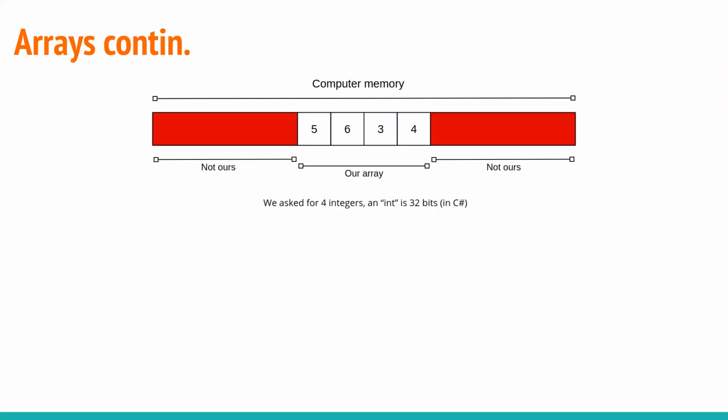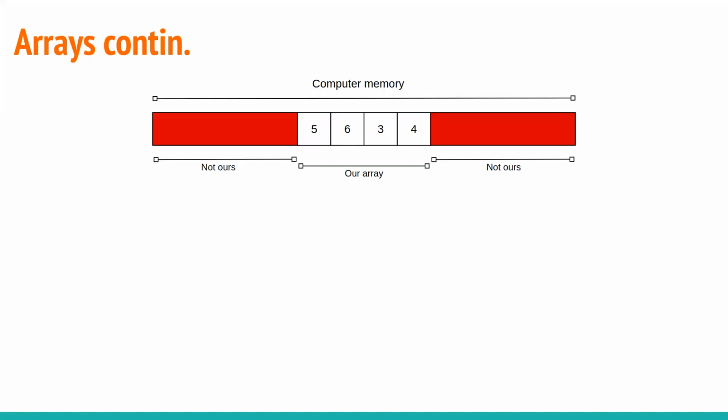So we asked for 4 integers. We asked it to save us 4 integers. Let me hide it. I don't know if anyone actually read it. So let me ask you guys, how large is an integer? You guys remember this? How large is an integer in C#? How much of the computer's memory does it use? 32 bits, right? Yeah, 32 bits.